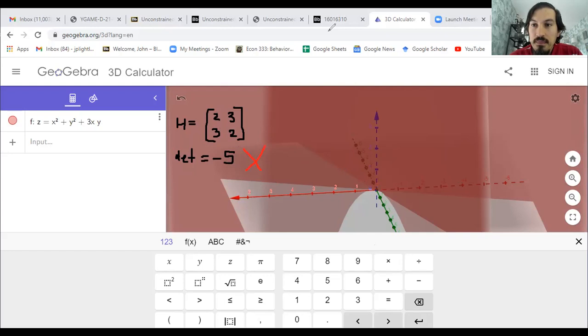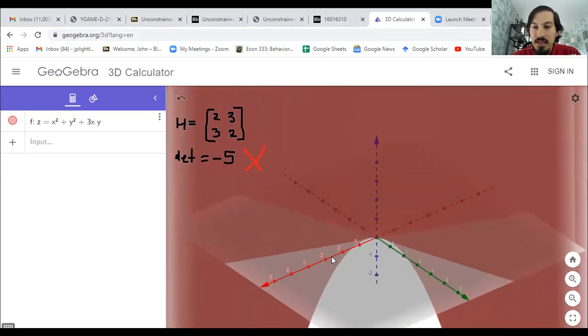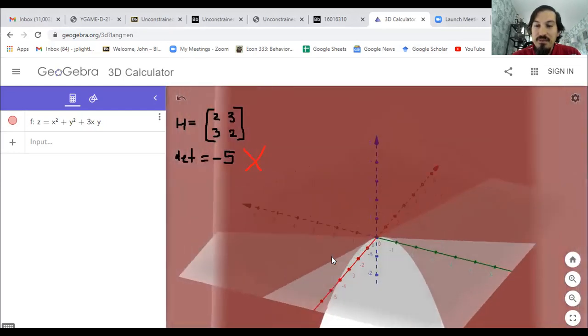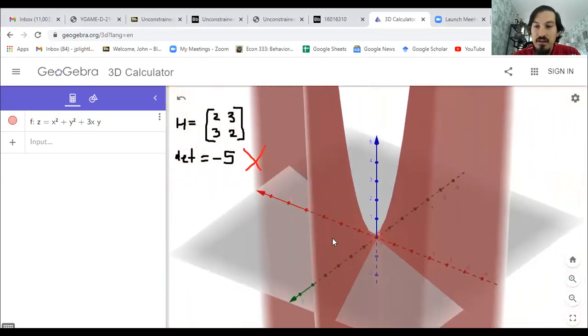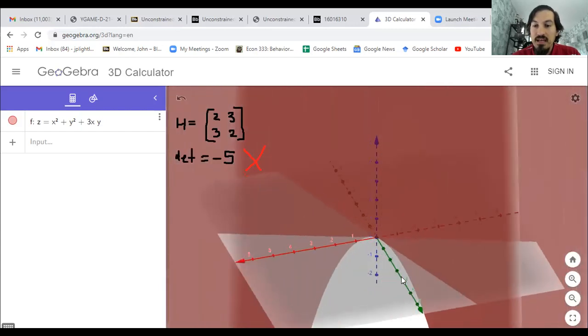Well, take a look at it. This was kind of the whole point. Now if I give it a spin, can you see how sometimes it looks like it's convex and sometimes it looks like it's concave? Like there, this looks like it's convex, right? Like it's the bottom of a hill. But oh, now it looks like it's concave.